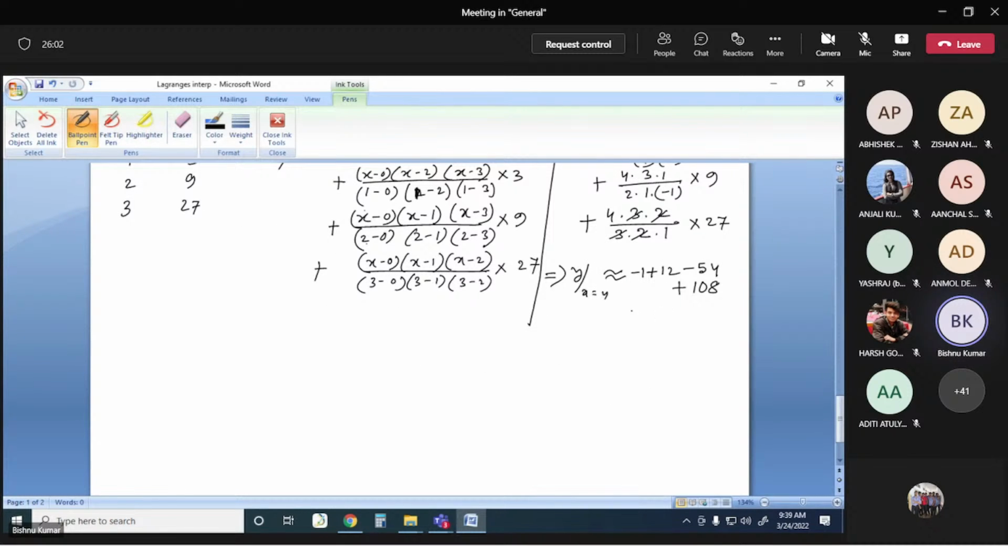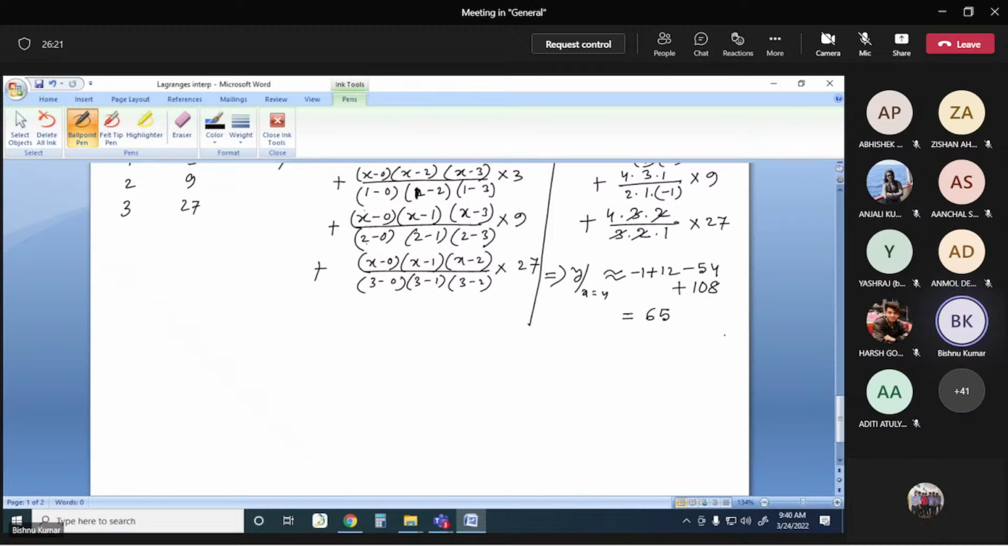And what is this value now? Just tell me. $65, sir. 65. So if you just try to do, you will get in Newton backward interpolation also nearby 65, that type of result.